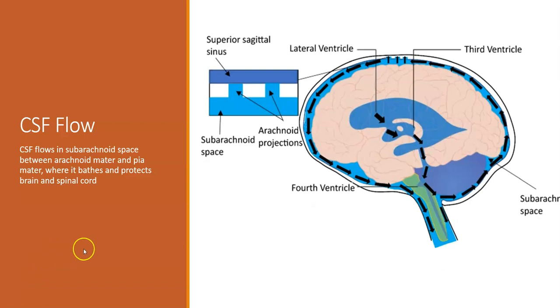I like this picture because it shows how the CSF flows into the subarachnoid space between the arachnoid mater and pia mater, where it bathes and protects the brain and the spinal cord.